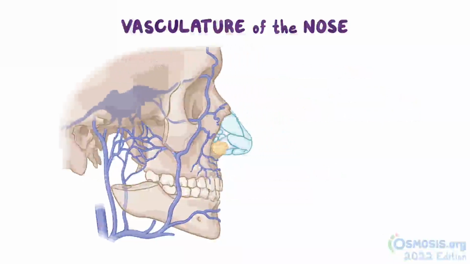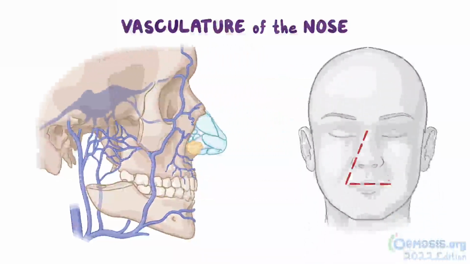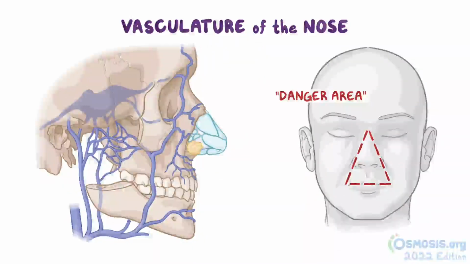Because of these anastomoses, we have an area of the face known as the danger area, which lies within a triangle extending from the root of the nose to the corners of the mouth. It's called this because an infection entering the facial vein may potentially spread into the cranial cavity via the cavernous sinus.